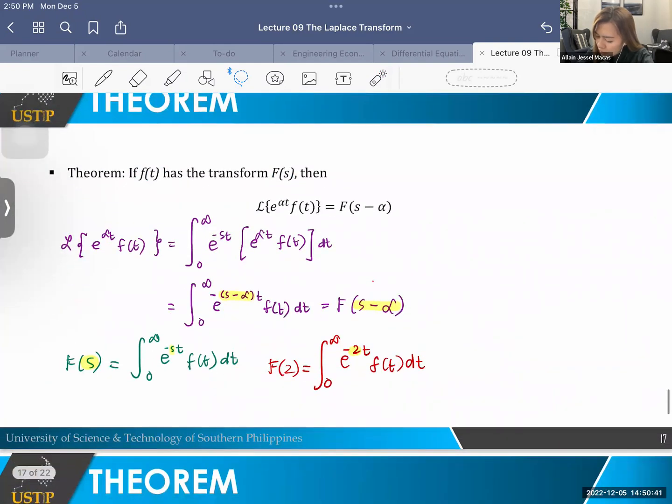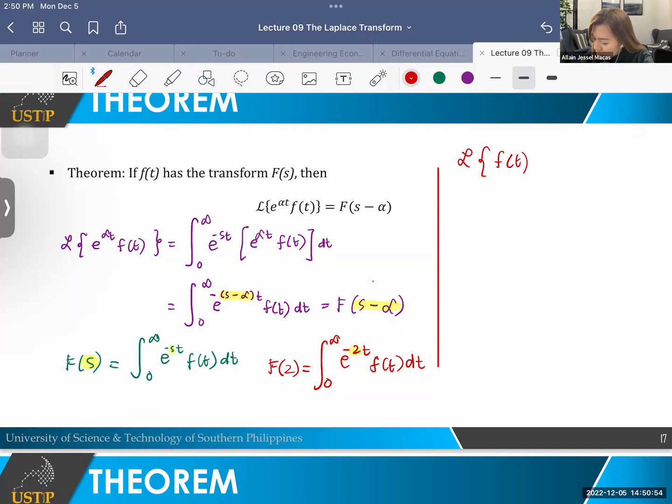So, originally, class, we have the Laplace transform of a certain function, right? And that is equal to f of s. The idea of this theorem is that when you get the Laplace transform of a function f of t multiplied by an exponential function, all you have to do is just get the f of s minus alpha. That's the idea of this shifting theorem.